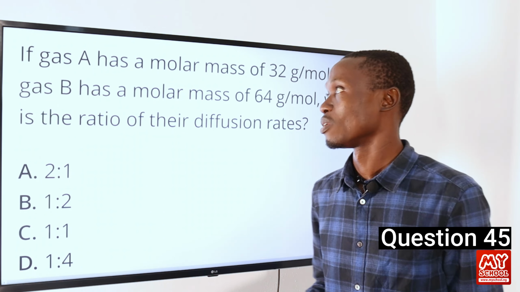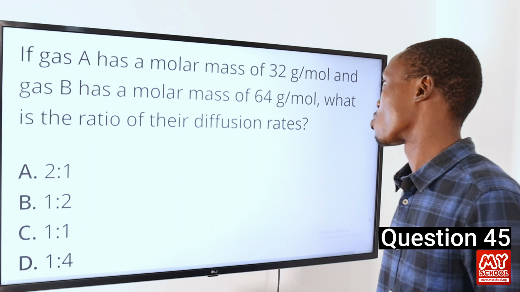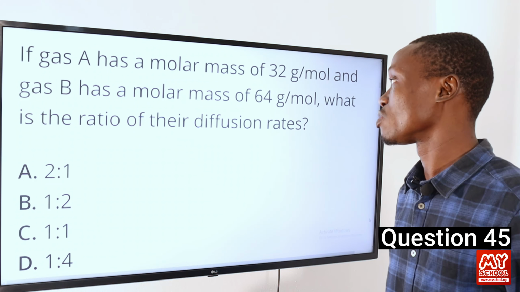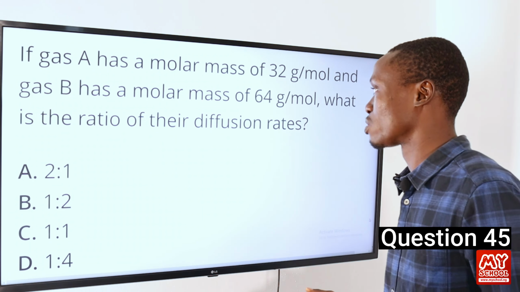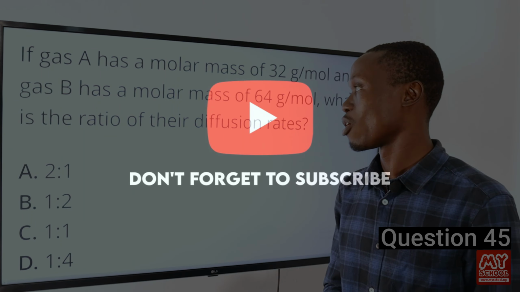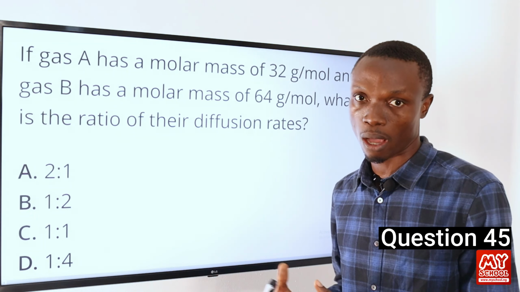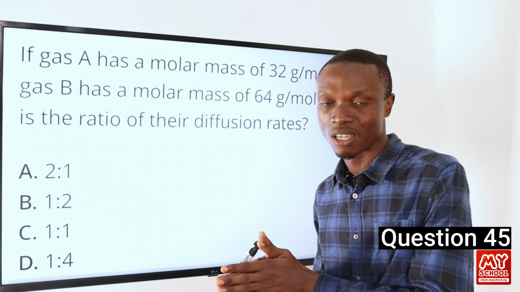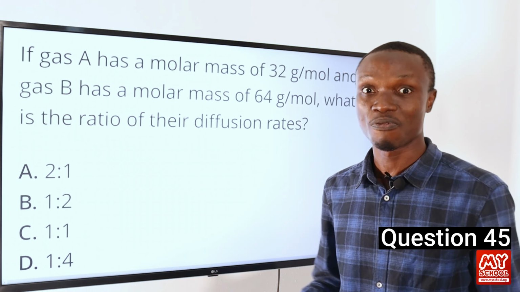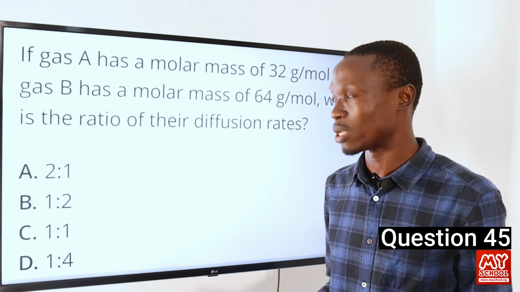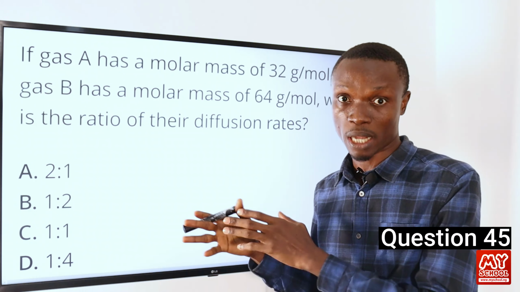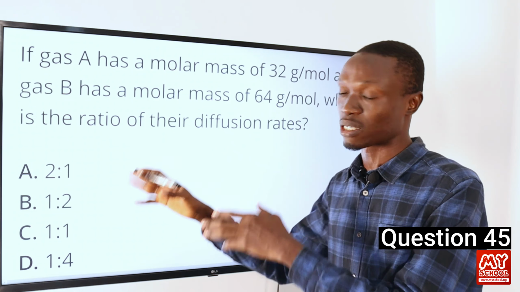Question 45. If gas A has a molar mass of 32 gram per mole and gas B has a molar mass of 64 gram per mole, what is the ratio of the diffusion rate? This question is based on Graham's law of diffusion of gases. Remember that the bigger the molar mass of a gas, the slower the rate of diffusion of that gas, and the smaller the molar mass of a gas, the faster the rate of diffusion of that gas. In order to solve this problem, you can apply Graham's law mathematically to get the answer to this question.